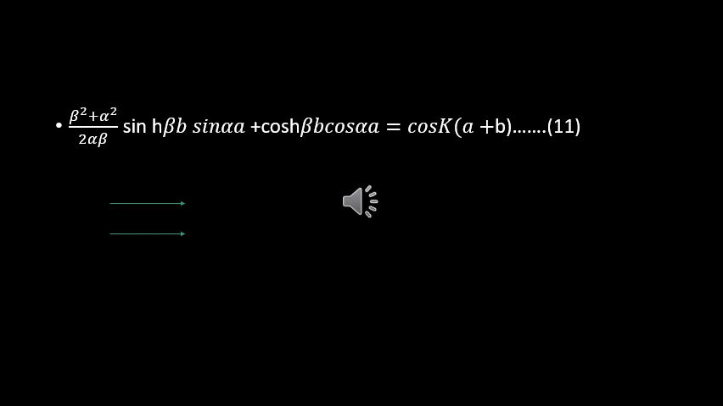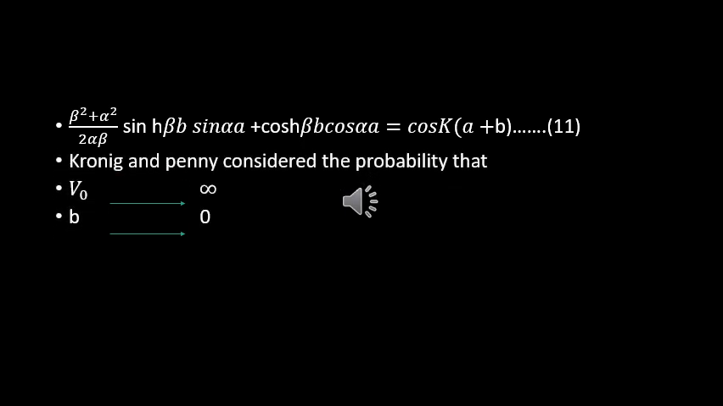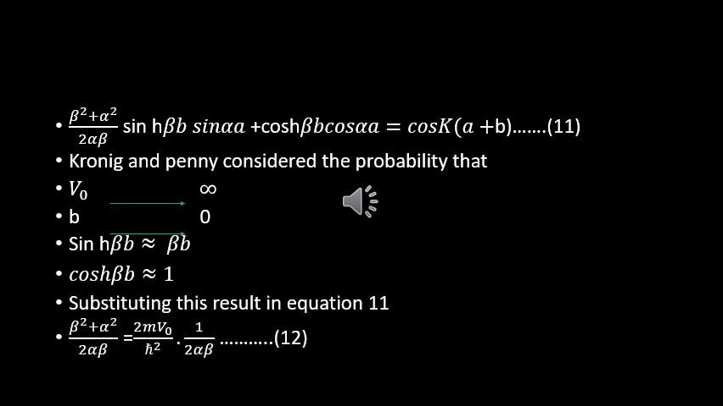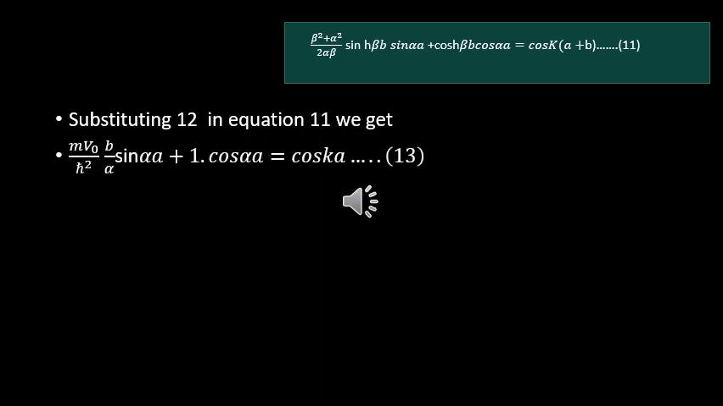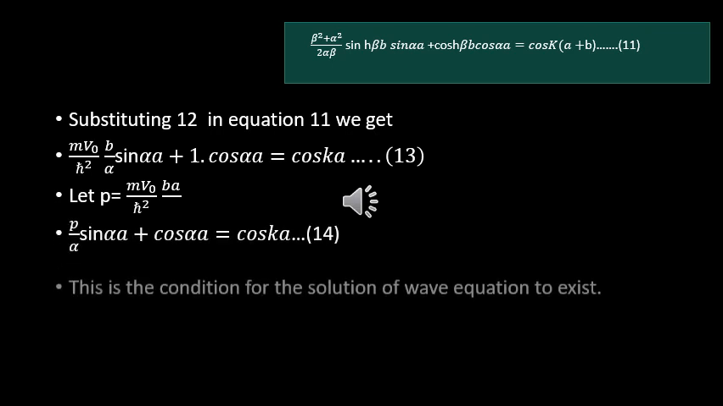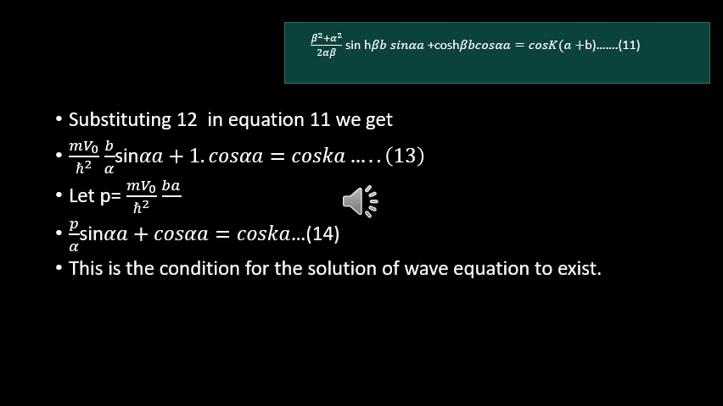Kronig and Penney considered the possibility that V0 tends to infinity, then b is nearly equal to 0. For smaller values of b, sin and cos values reduce to the following. Substituting this result in equation 11, and substituting 12 in equation 11, we get the following. This is the condition for the solution of the wave equation to exist.